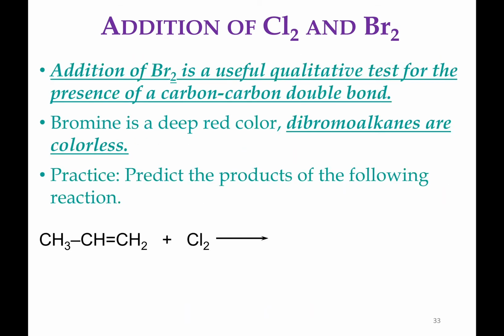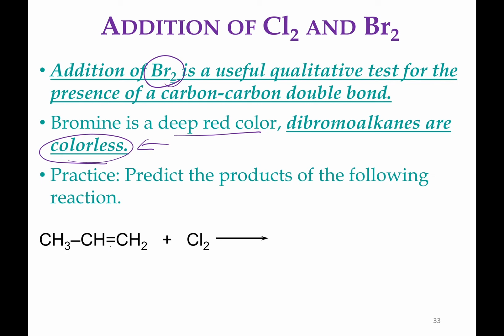So like I said, bromine is a qualitative test that we can use in the lab. If we add that to the presence of a carbon-carbon double bond, the bromine is a deep red color and dibromoalkanes are colorless. So if we add the bromine to a solution in the lab and it still has that deep red color or dark brown color, that means it must be a saturated hydrocarbon. But if it changes to colorless without the addition of that UV light or heat, then that means it must have been an unsaturated hydrocarbon to begin with.